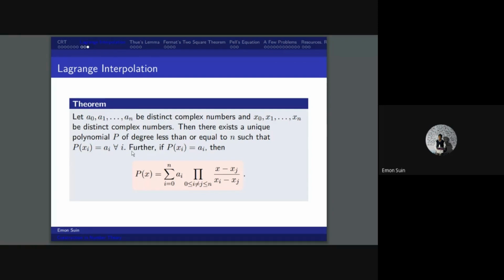So anyone has any problem regarding the statement? Anyone with any question regarding this particular formula or particular theorem statement, basically? Any questions? Okay. So we are not going to prove this because proving this will be really bad.